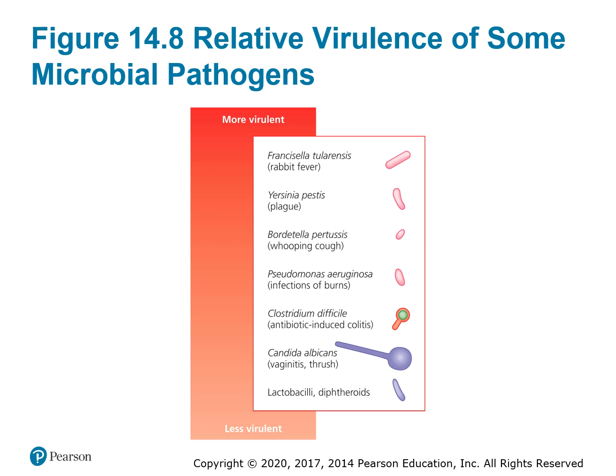And then Pseudomonas aeruginosa is the infection that people get when they get burns. C. diff, right? So that's antibiotic-induced colitis. Candida albicans, vaginitis, thrush, yeast infections, lactobacilli. They're showing you that there. So the least virulent ones are at the bottom.